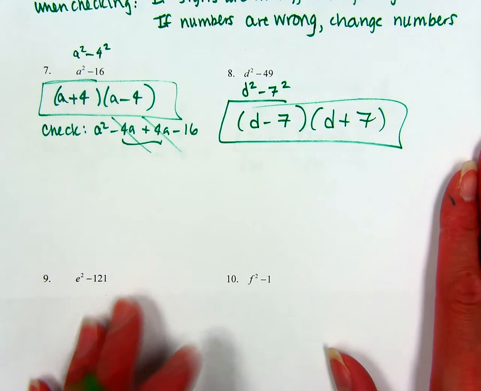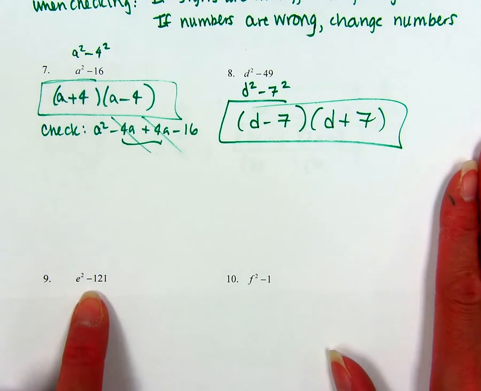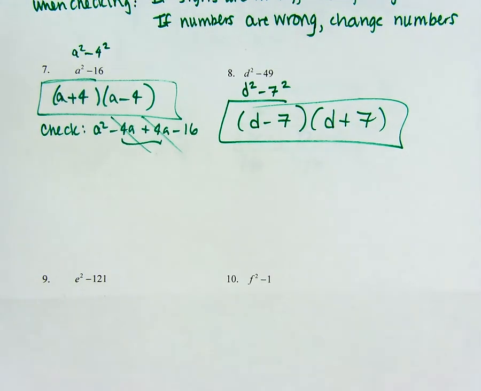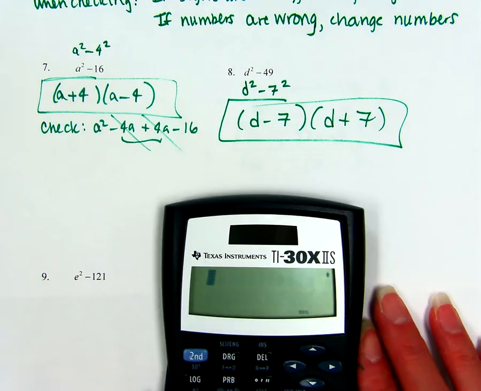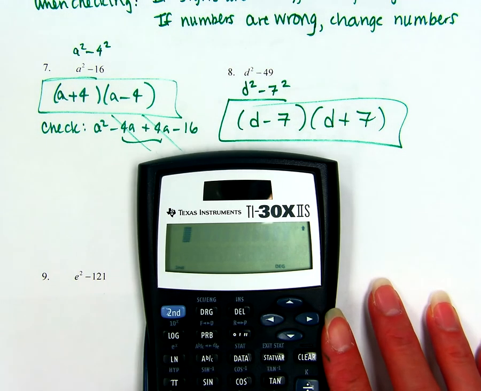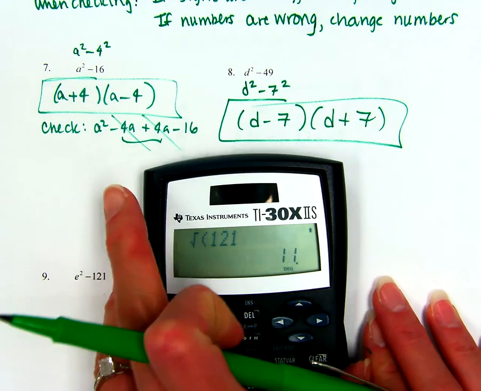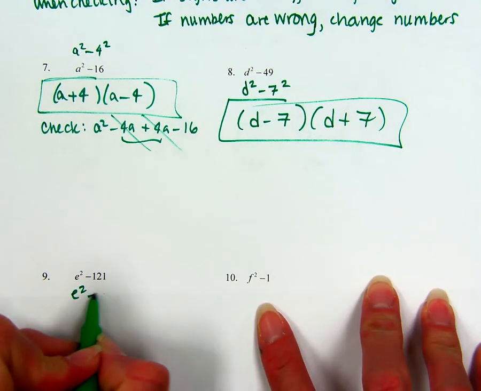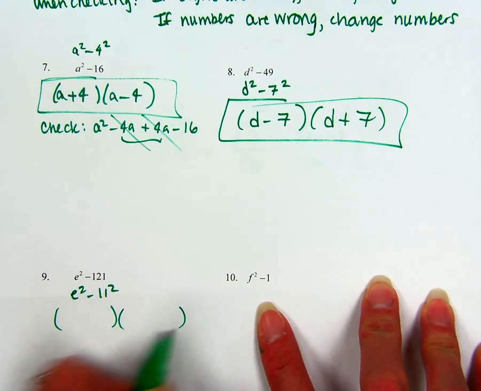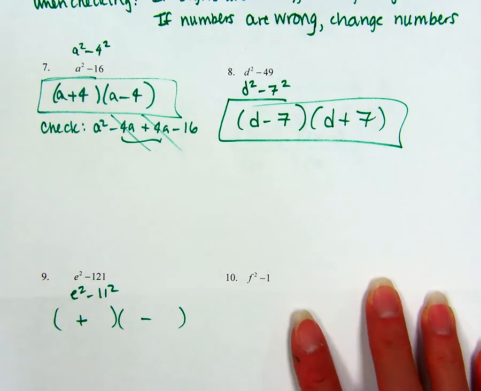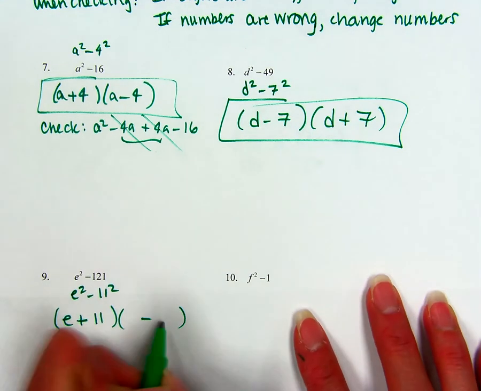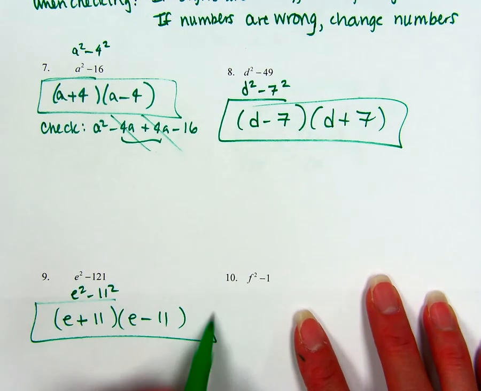All right, and number 9, if you don't know what's the square root of 121, you can use your calculator. So the square root of 121 is 11. Okay, so that is e squared minus 11 squared. Just remember that one term has to be plus and one has to be minus. So it's e plus 11 and e minus 11.